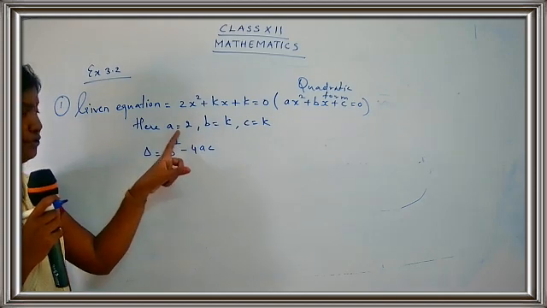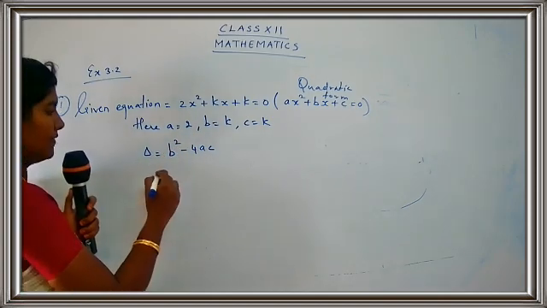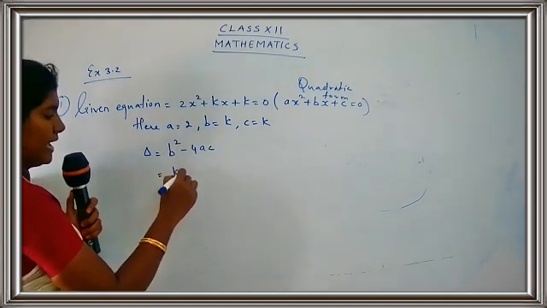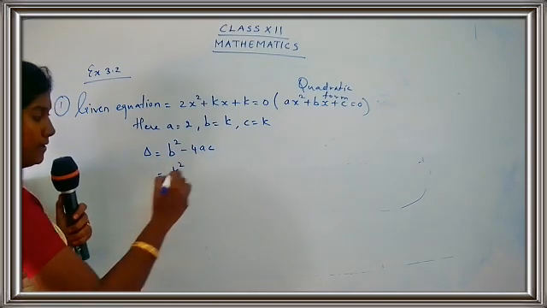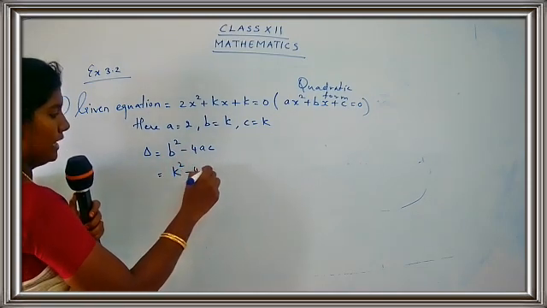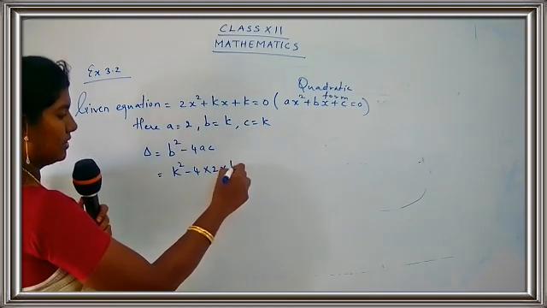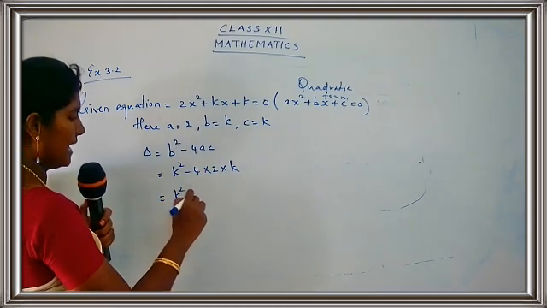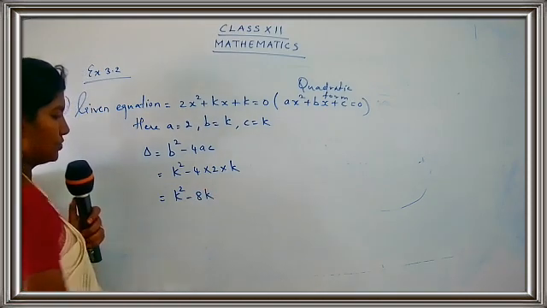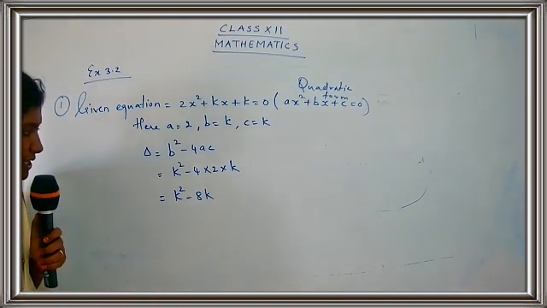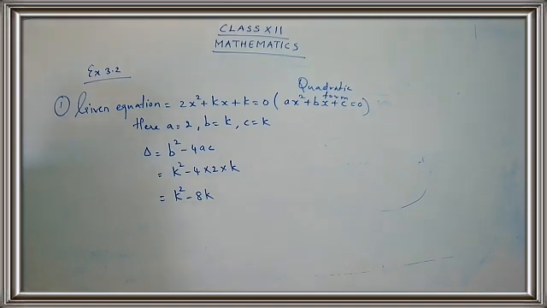Now we are going to substitute all the values. Let's substitute the values, children. What is b? k here, square. So k square minus 4 into, what is a? It's 2. What is c? It's k. So k square minus 8k. What is the value for delta, children? It's k square minus 8k.